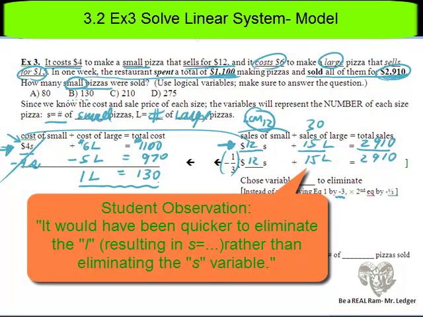Yes, you are correct. You're thinking ahead. Because you're solving for small pizzas, if we would have eliminated the L's instead, we would have got S equals our answer. So you're right. That's the type of thing with experience, and you see it right now. It'll save you some time. Good job. That was excellent.